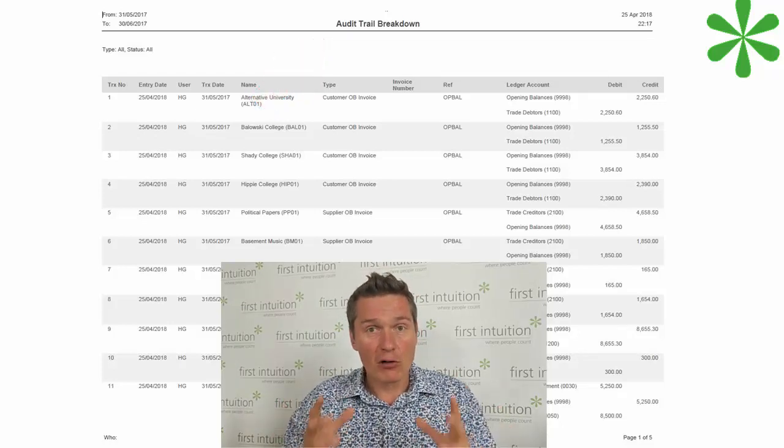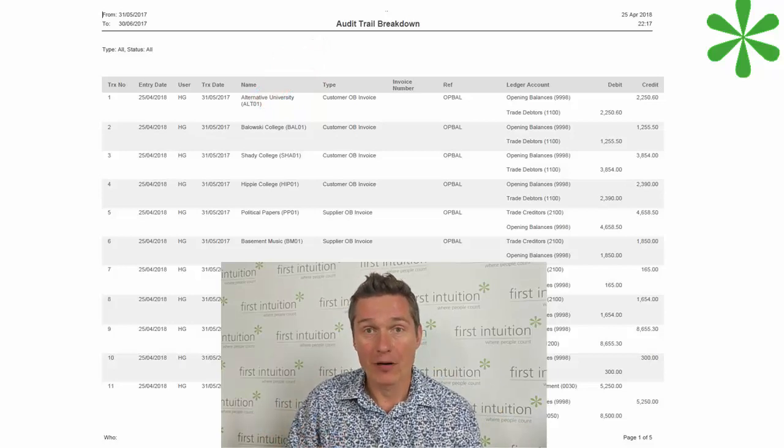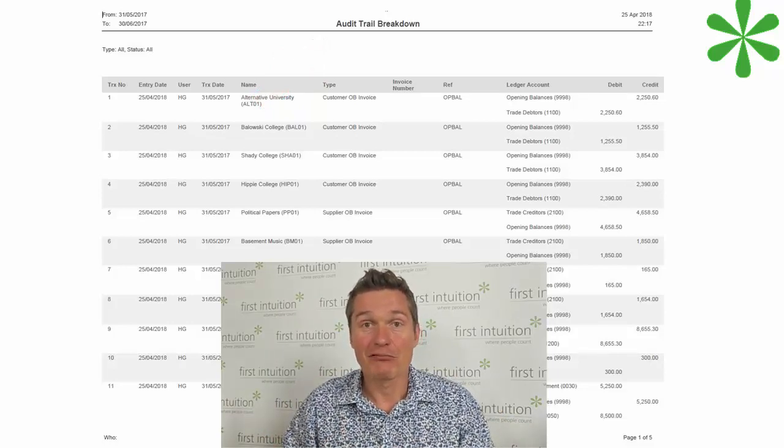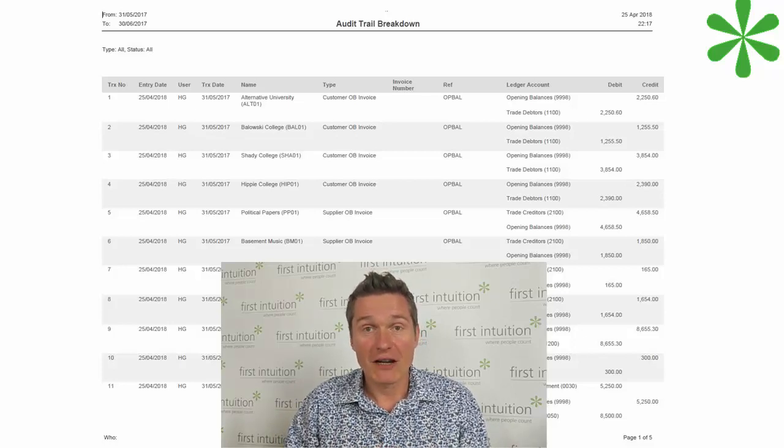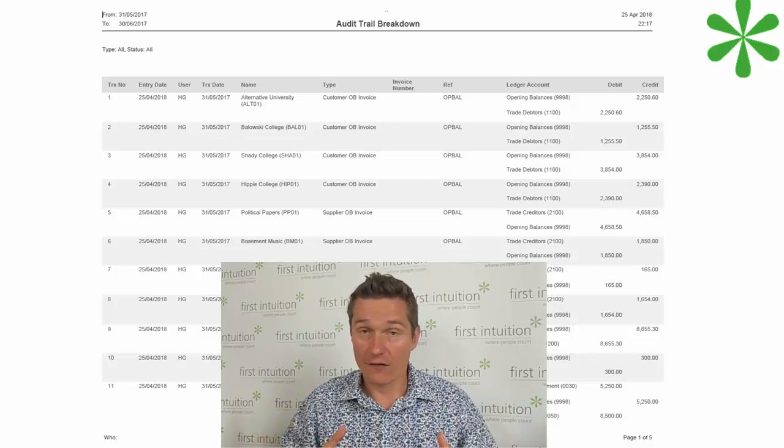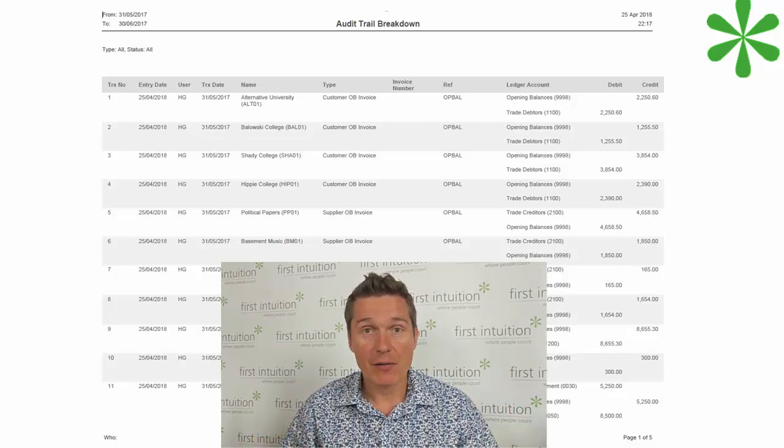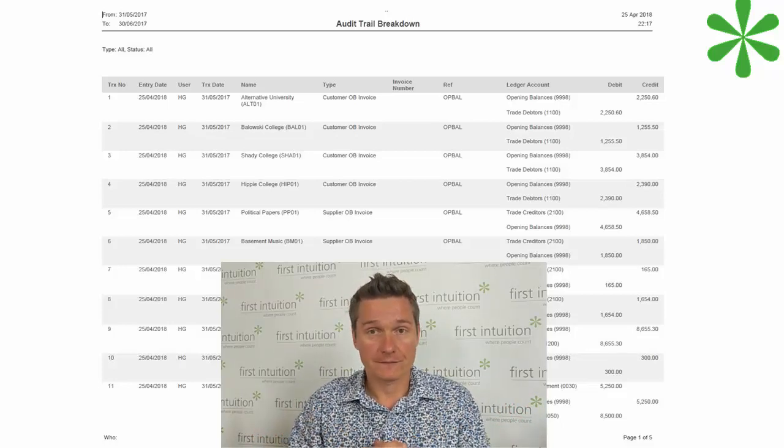The other thing to remember is we're also testing your ability to enter opening balances. Now opening balances typically are entered on the last day of the previous financial year. So you want to make sure your reports include these, because if they don't, we don't know if you set your opening balances up correctly or not.